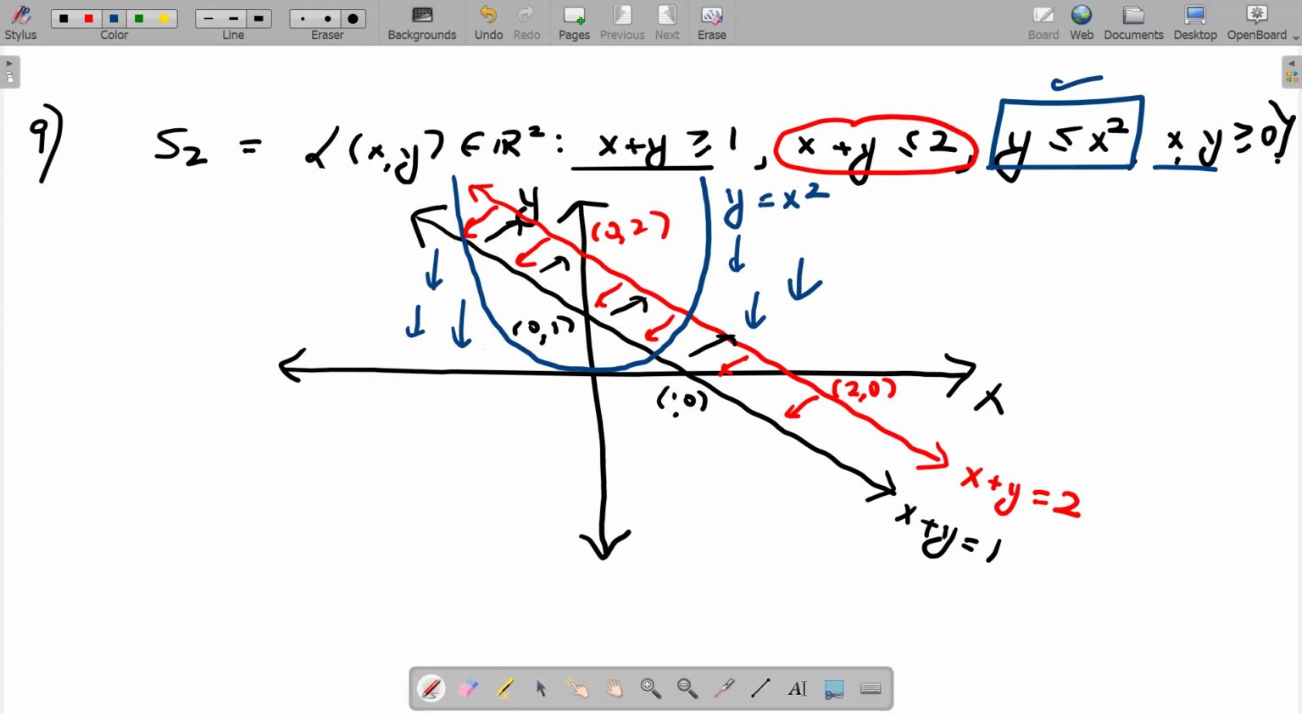So now where will the common area be? If you look at the common area, it's going to be to the right of x plus y equal to 1, to the left of x plus y equal to 2, and below. That means it's going to be this area. This is my area of shading. I am shading it for all students. So basically this area.